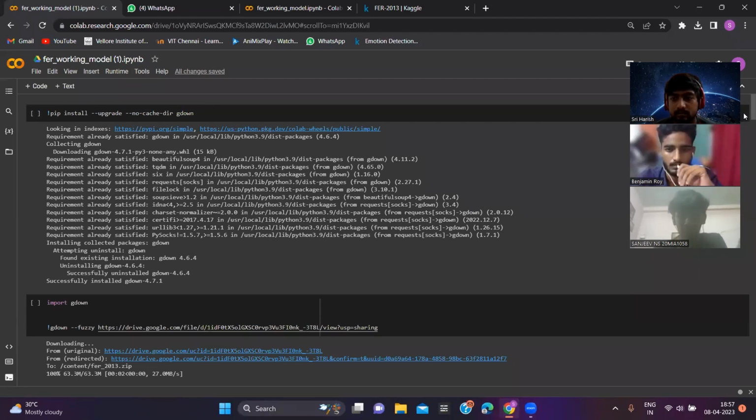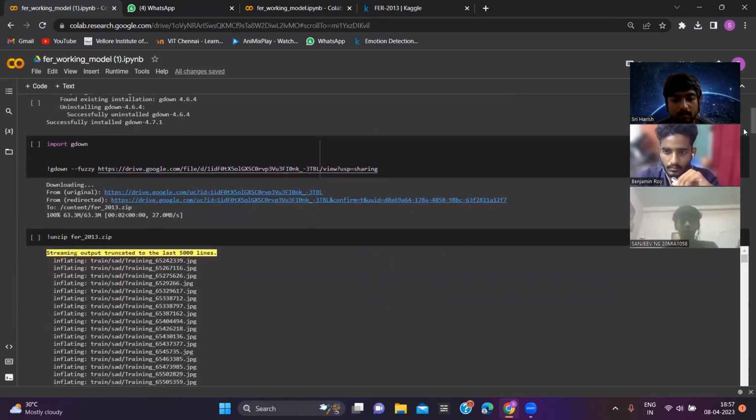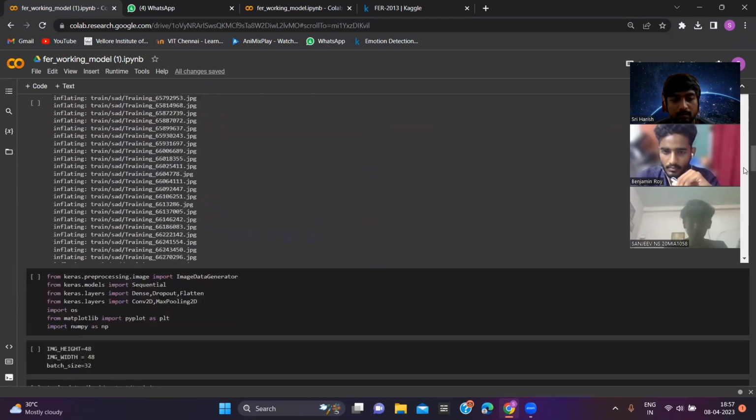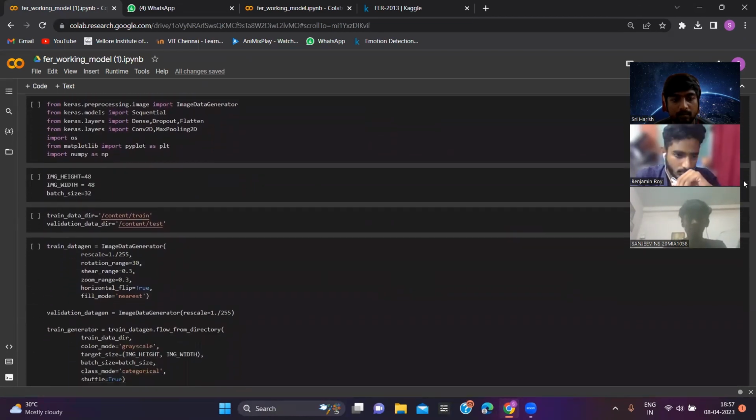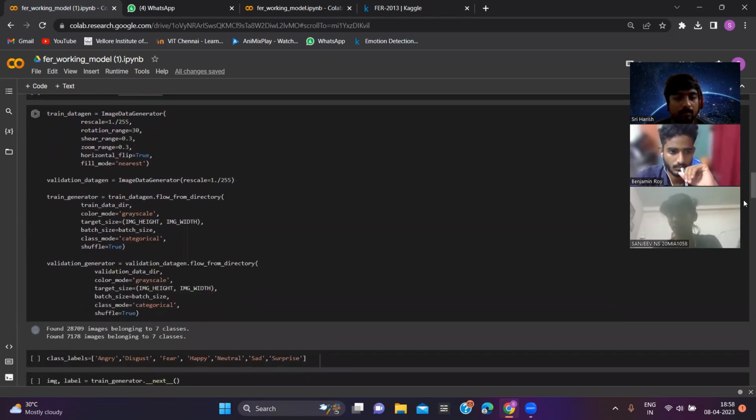And we are importing this dataset. First, we upload this dataset into Google Drive, and using gdown, we import the zip file into Google Colab and unzip the dataset. The image size is 48 by 48, all the images are in grayscale, and the batch size is 32.